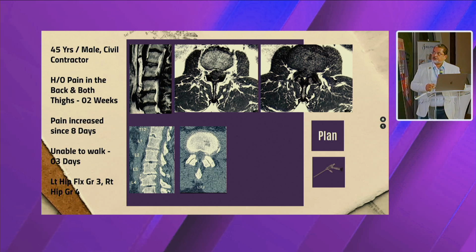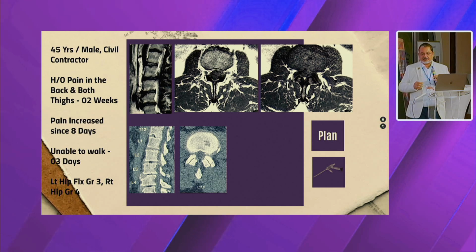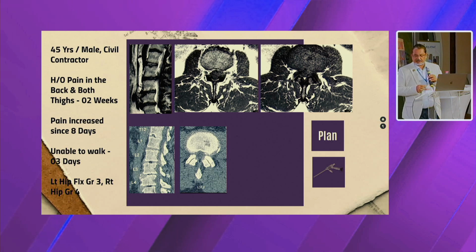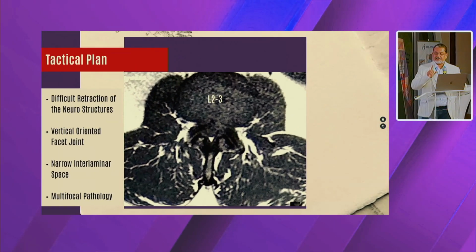So this is a 45 years male civil contractor, history of pain in the back and both thighs, 2 weeks, pain increased since last 8 days, unable to walk since 3 days, left hip flexor is grade 3, right grade 4. So this is the kind of herniation the patient has. Now let's see the tactical plan.